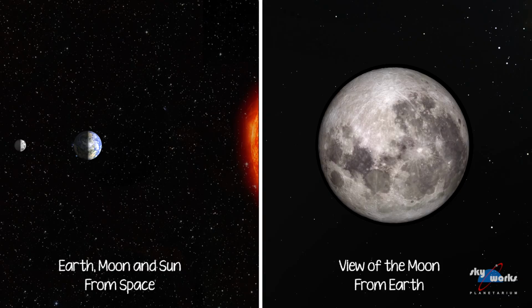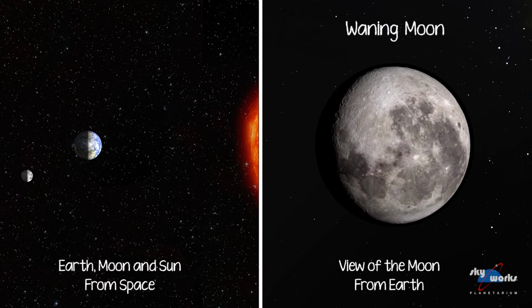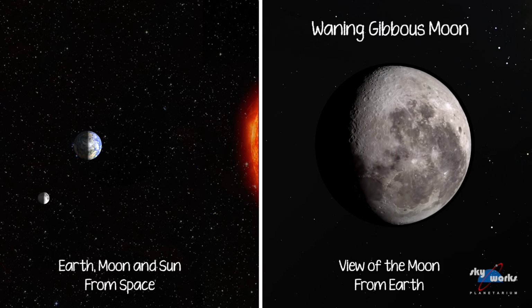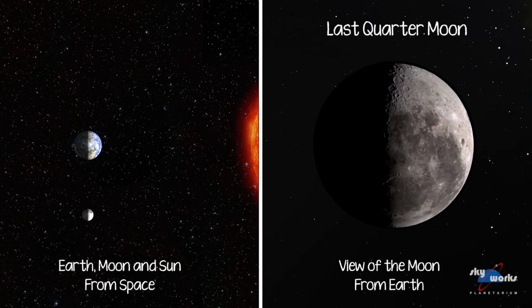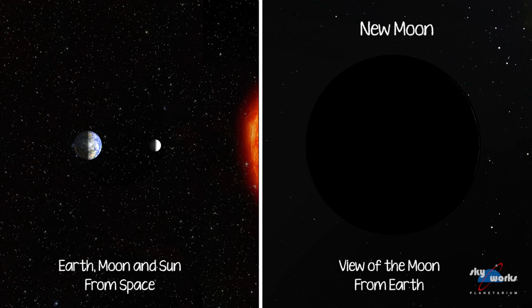The Moon will then go through opposite phases, except this time, as less daylight becomes visible, it's called a waning moon. So these phases are waning gibbous, last quarter, and waning crescent, until we reach the start of our lunar cycle again with a new moon.